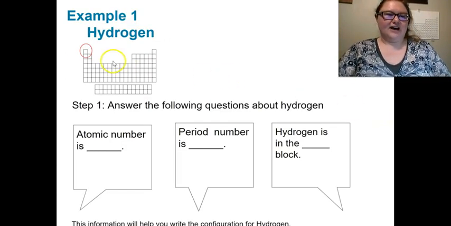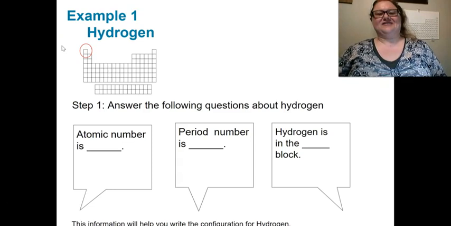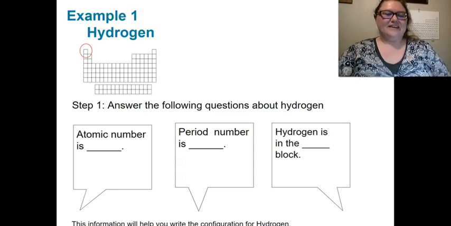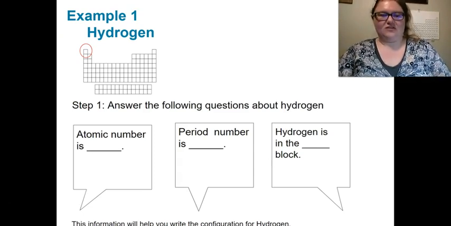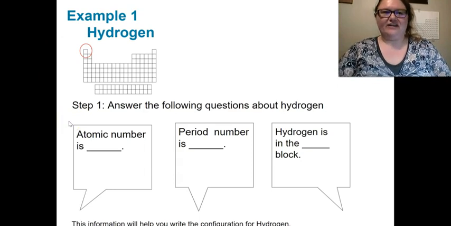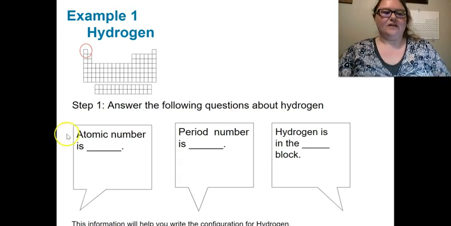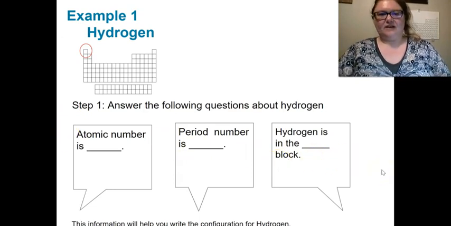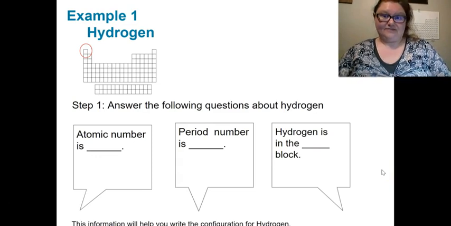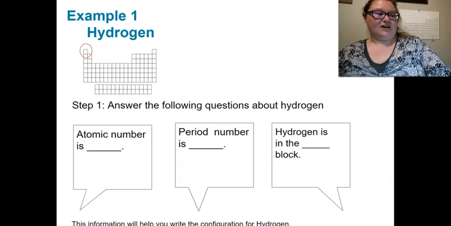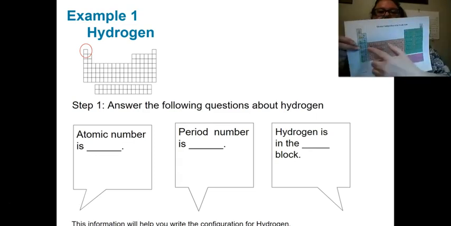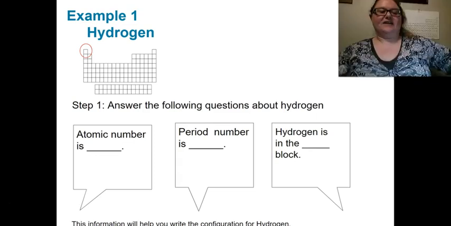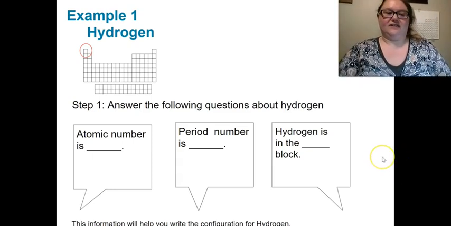Okay, so I have hydrogen highlighted up here in the periodic table. It's our first element, so we only have 1 electron to give an address to, but it's a way to start. You'll become very fast at these once you get the steps down. Initially, at the beginner level, we want to note a few things about the element we're asked about. What's the atomic number for hydrogen? What's the period that hydrogen is in? And what block, the color coding, is hydrogen located in?